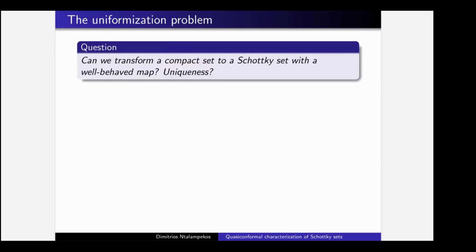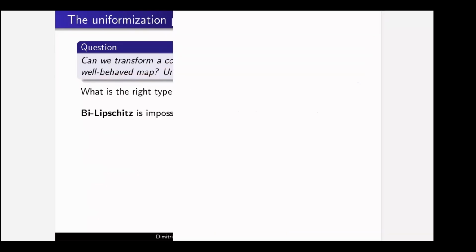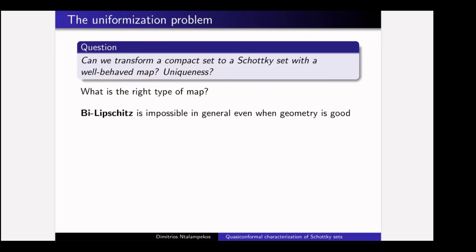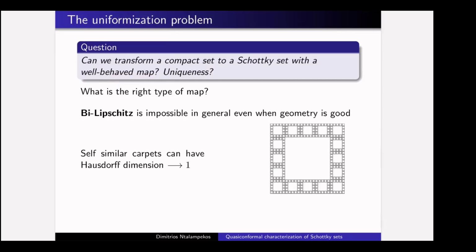So first we have to figure out what's the right type of map. We want to find a well-behaved map. The best type of map we can hope for in this setting is bi-Lipschitz maps. However, bi-Lipschitz maps are impossible in general, even when we have very nice geometry. So here's a simple example.